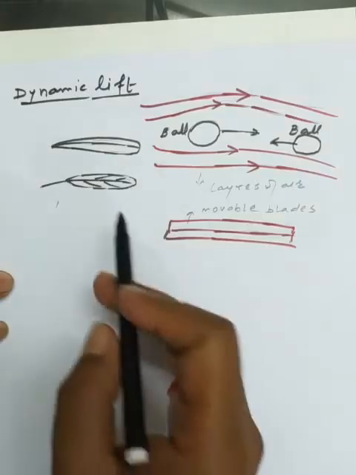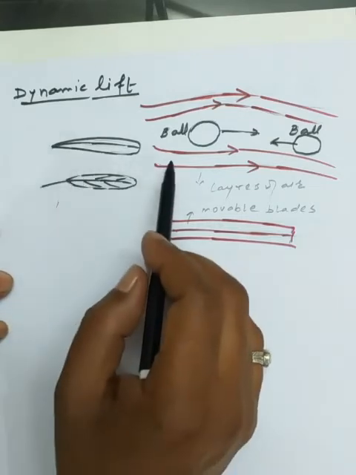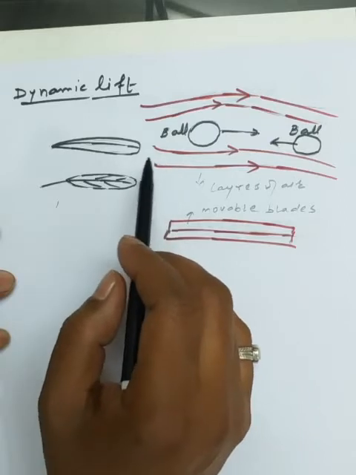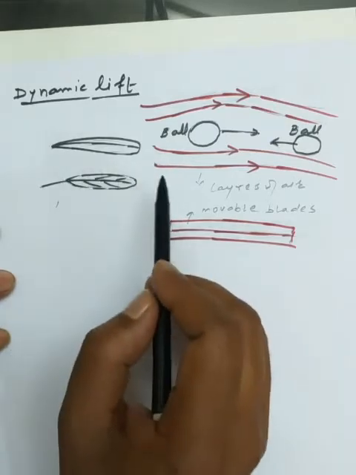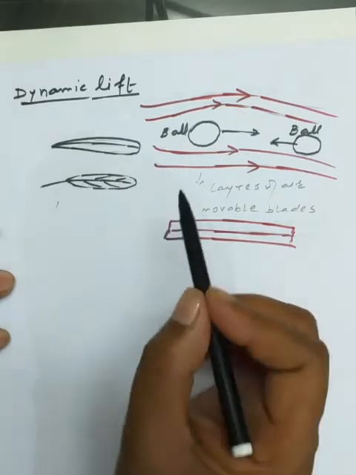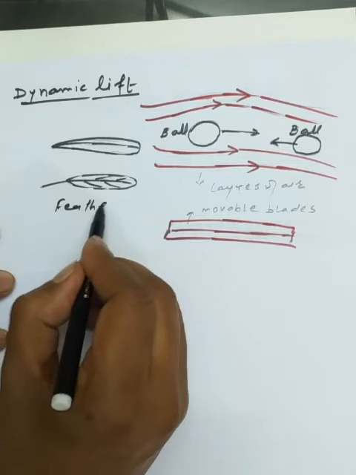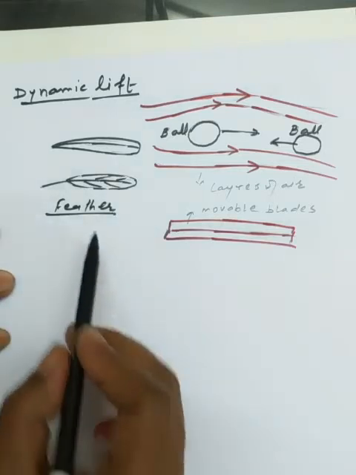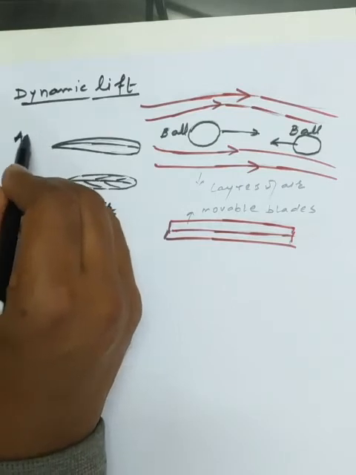Now the next term we have is called dynamic lift. So what actually is it? Whenever we talk about dynamic lift, it is simply an upward force which arises on different types of objects. What are they? This is a feather we have, which, as you have already seen, has a very good shape. This is the aerofoil we have.